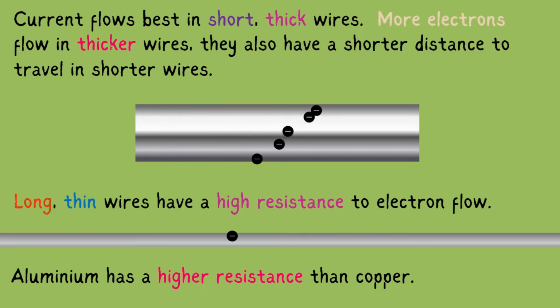Current flows best in short, thick wires. More electrons flow in thicker wires. They also have a shorter distance to travel in shorter wires. Long, thin wires have a high resistance to electron flow, and it also allows for less electrons to flow through it. Aluminum, which is a type of metal, has a higher resistance to the flow of electricity than copper, which is another type of metal.